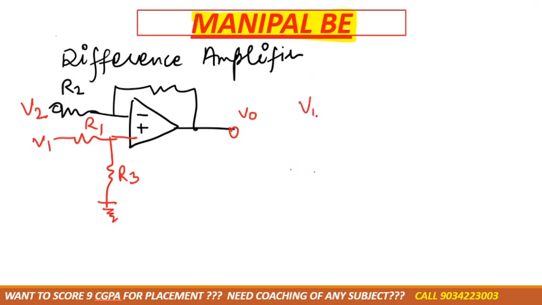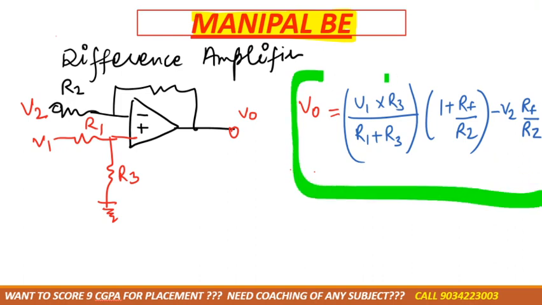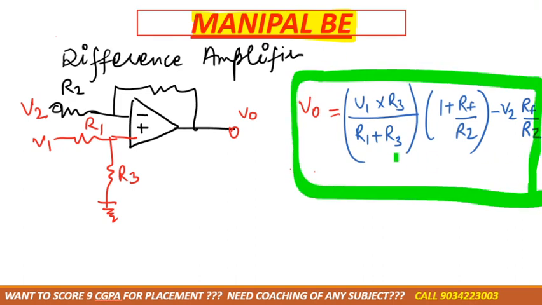So in this case, the V naught formula is a big formula. V naught would be equal to how much? R3 divided by R1 plus R3, times 1 plus RF by R2, times V1, minus RF by R2 times V2. Got it? This is the output voltage formula for the difference amplifier.